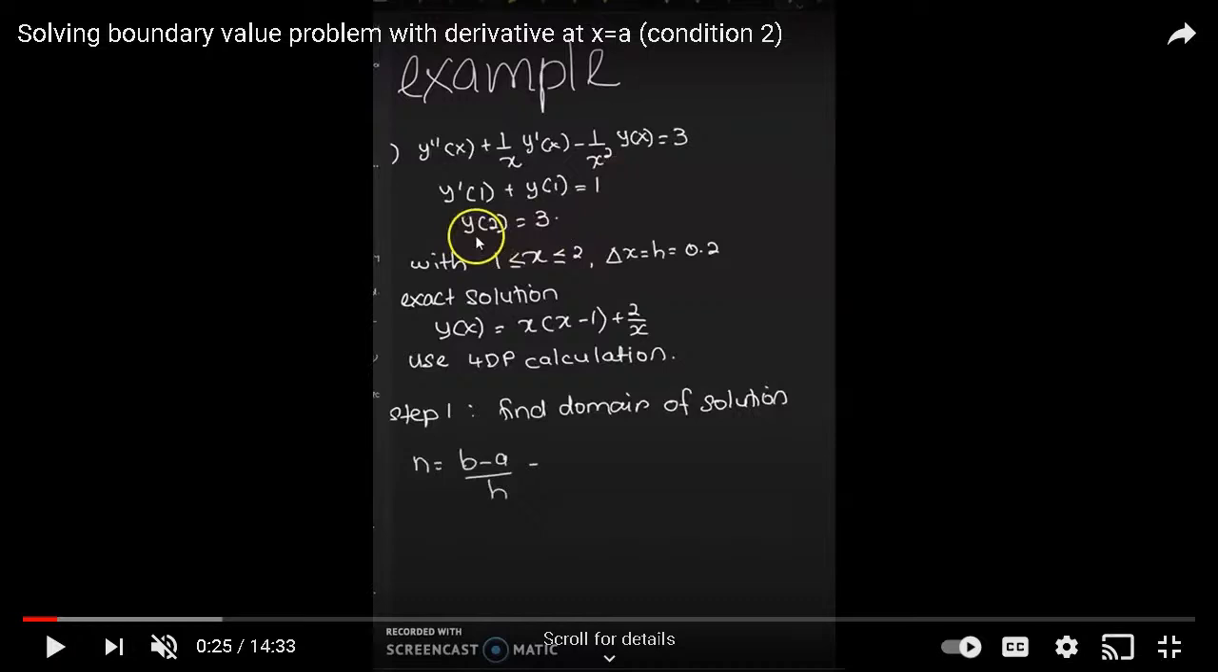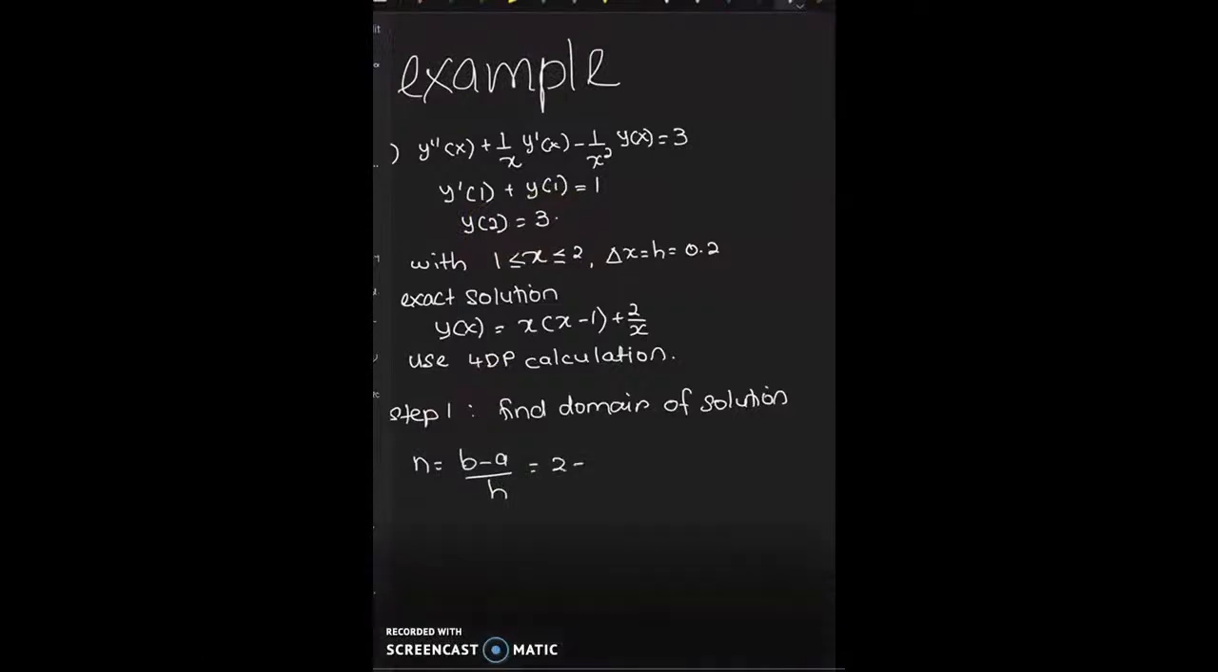Okay, let's go to chapter 5. And then after that, find the domain of the solution. You go to the boundary condition. You have the domain here. The domain is when x equals 1 and x equals 2.